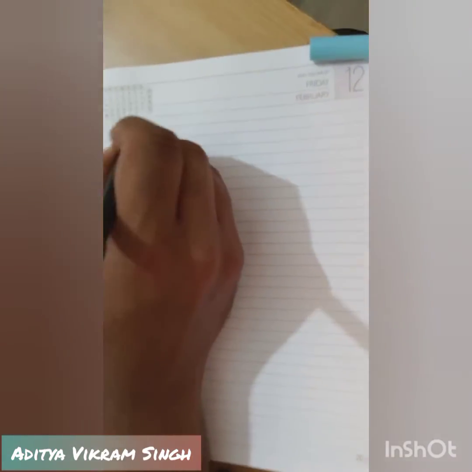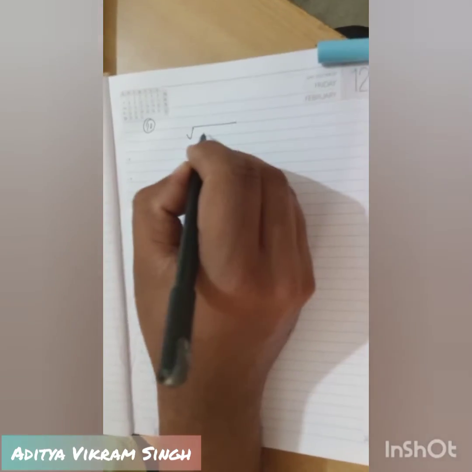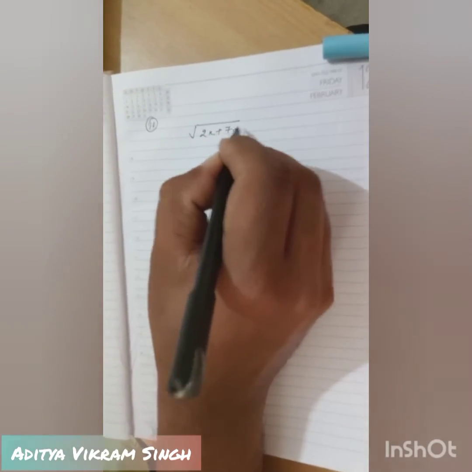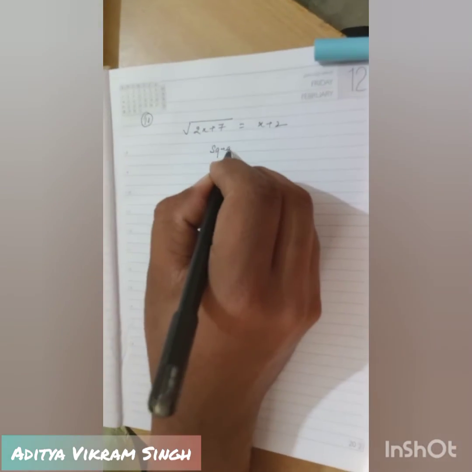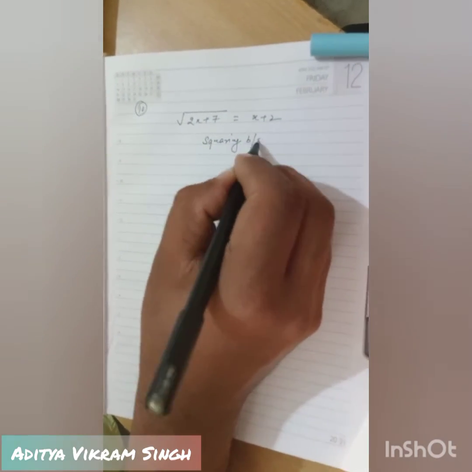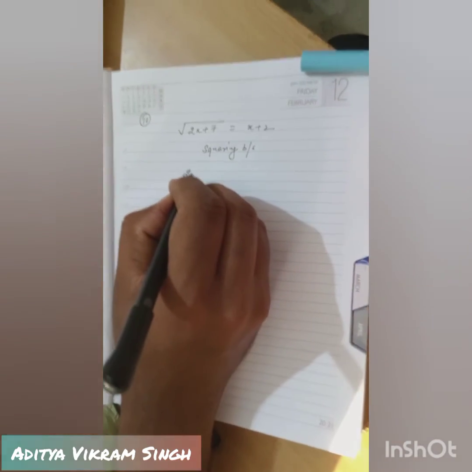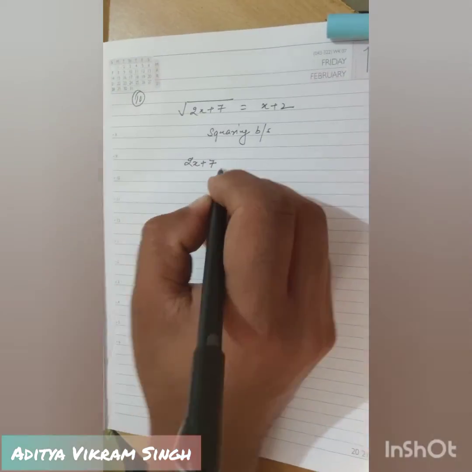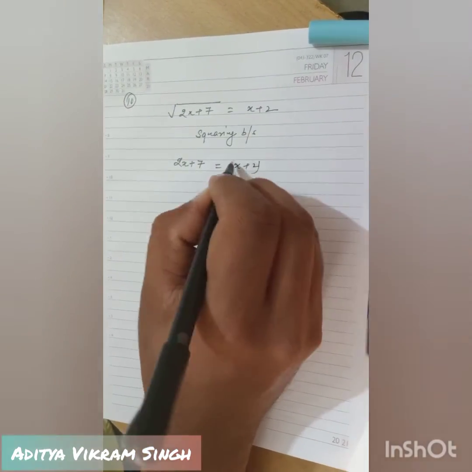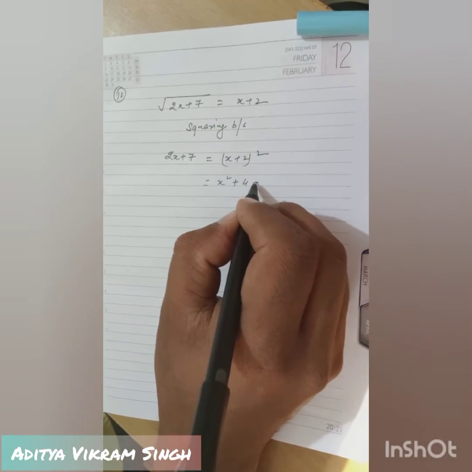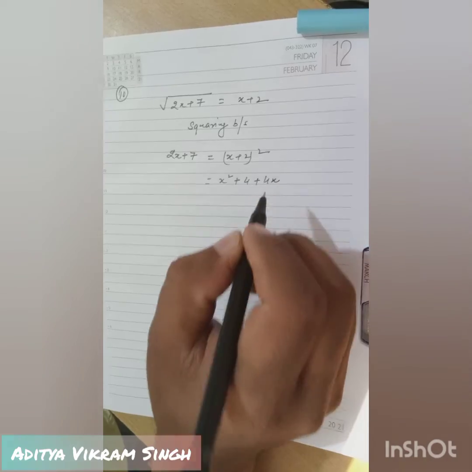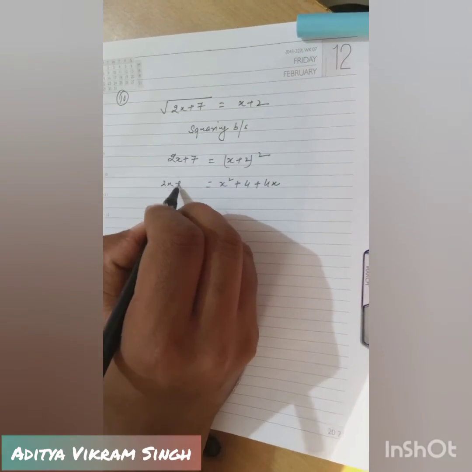Now question number 11. Question number 11 is under root 2x plus 7, which is equal to x plus 2. Now what we have to do is square both sides. If we square both sides, then this becomes 2x plus 7, and this becomes x plus 2 whole square. This is x square plus 4 plus 4x, and this becomes 2x plus 7.